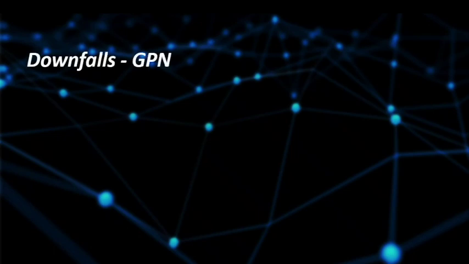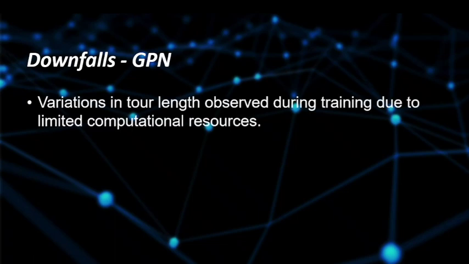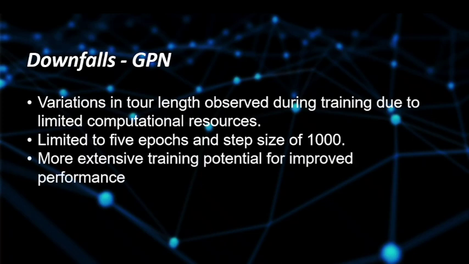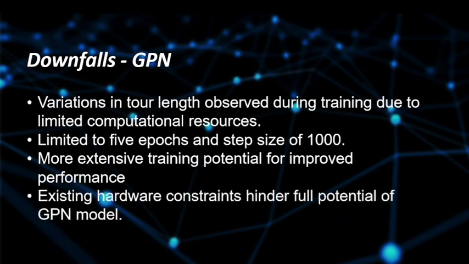Let's have a look at the downfall while training the GPN model. Variation in tour lengths was observed during training due to limitations of computational resources. The model was trained using Google Colab's GPU server, which has a time constraint over server access. Hence, the training of the model was limited to 5 epochs and a step size of 1000. Increasing the number of epochs and step size will potentially improve the performance of the model. Due to existing hardware constraints, the GPN model could not perform to its full potential.